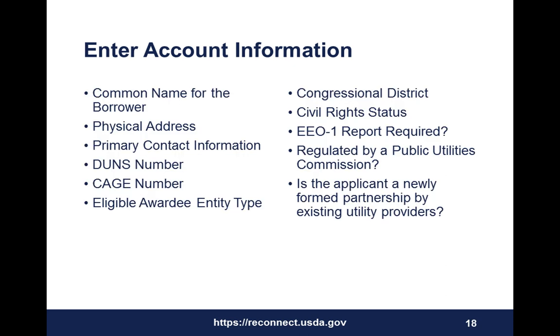Here, you can see various data fields applicants will need to provide, including common name for the applicant, Cage and DUNS number, address, borrowing entity type, and under account information, applicants will also need to upload organizational documents, parent company information, affiliate information, subsidiary information, identify key contacts, upload account documents, and provide existing RUS IDs as applicable. Please remember to save your form before proceeding.